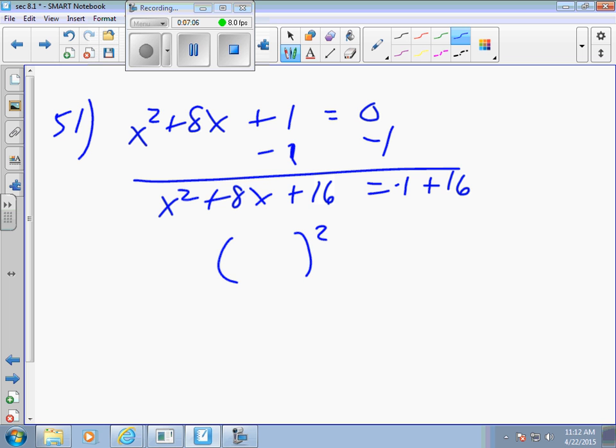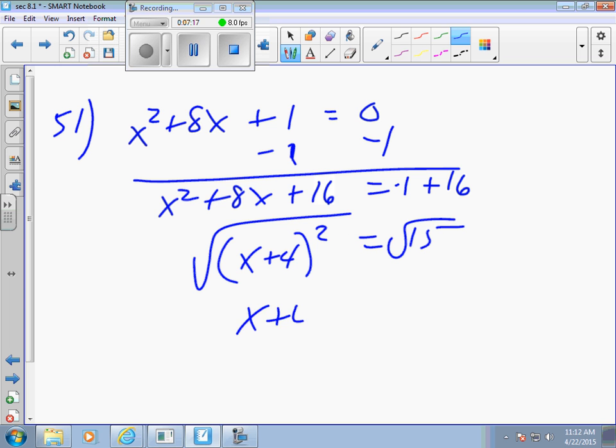Write it as a binomial squared, square root of the first term, square root of the last term, sign in front of the middle term, equals 15, square root, x plus 4 equals plus or minus square root of 15 minus the 4. And because we have a radical over here, we would leave it like that. On to 54.